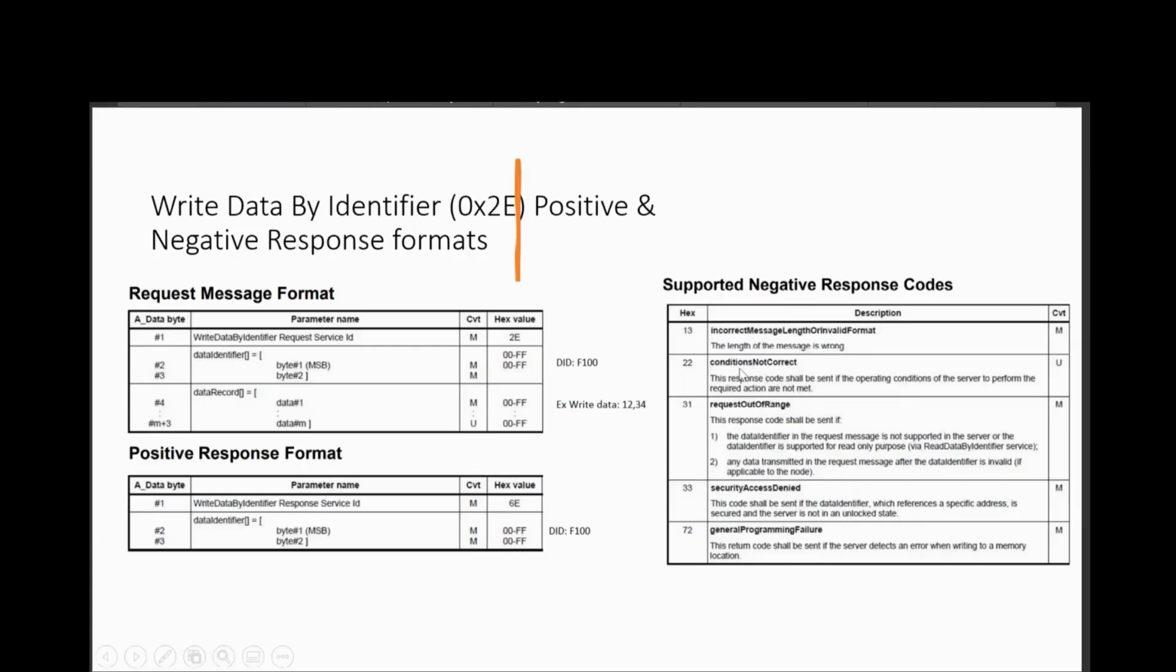For example, before writing data, we can keep some conditions. For example, only if the ignition is on will you write the data. That is possible here. Or if the data is 0, suppose we are trying to write zeros instead of valid data, at that time we can also keep a conditions-not-correct check here. In that case, it will throw conditions not correct.